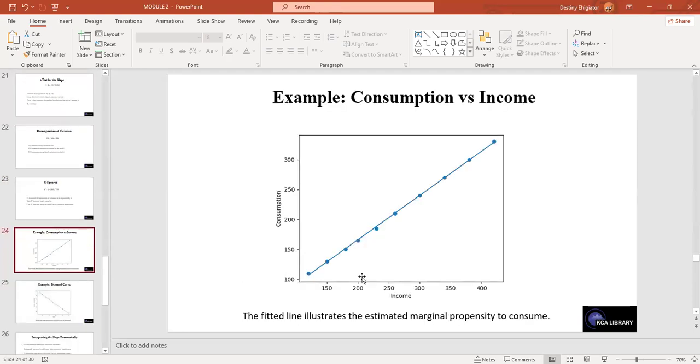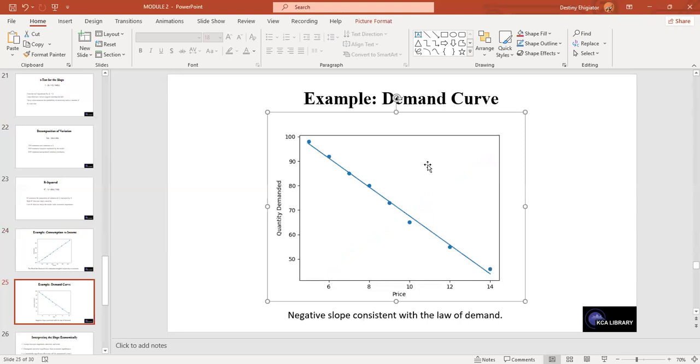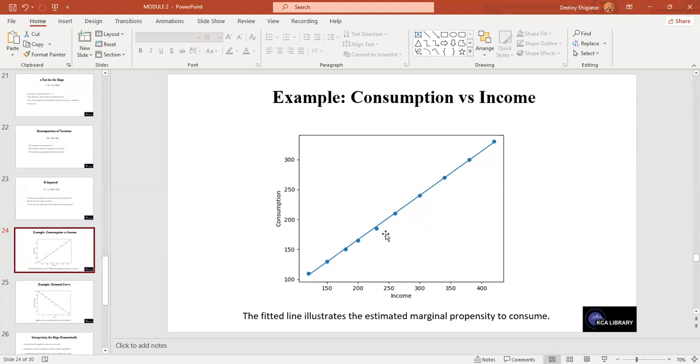This is an example of income versus consumption. This is consumption, this is income. The fitted line illustrates the estimated marginal propensity to consume, MPC. Then this is a demand curve. This is quantity demanded, this is price. As price increases, the quantity demanded decreases, as you can see. This is a negative slope, consistent with the law of demand. This is a positive slope, because here, as income increases, consumption also increases.